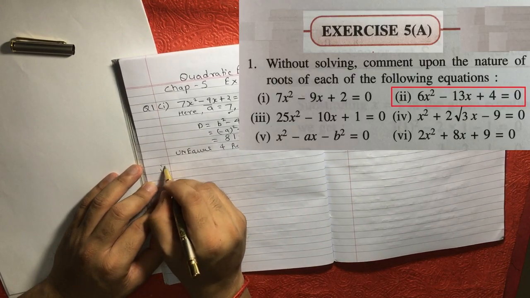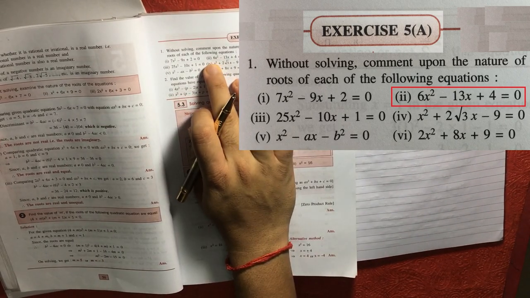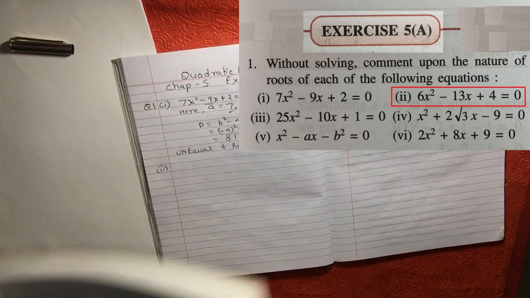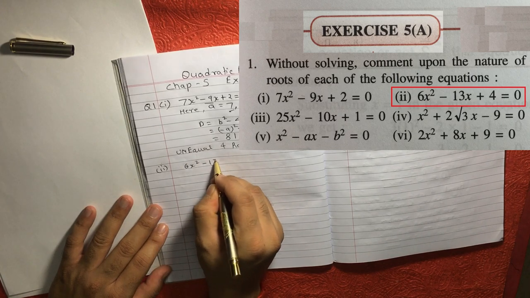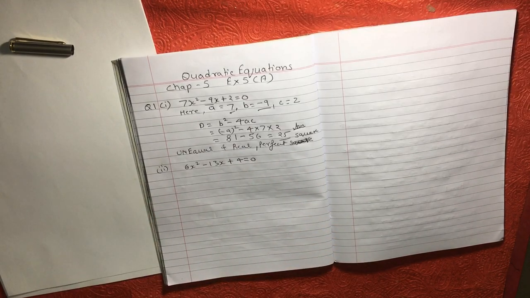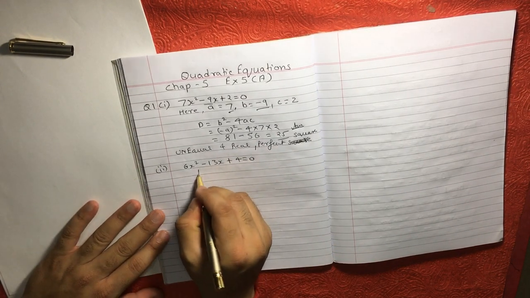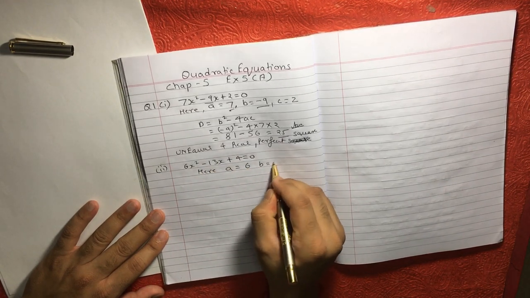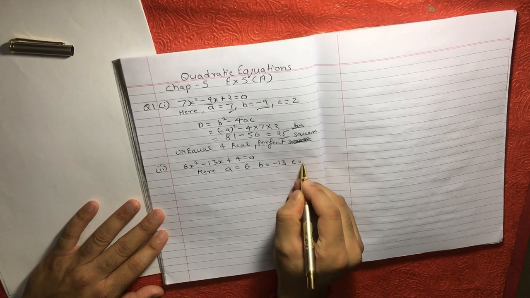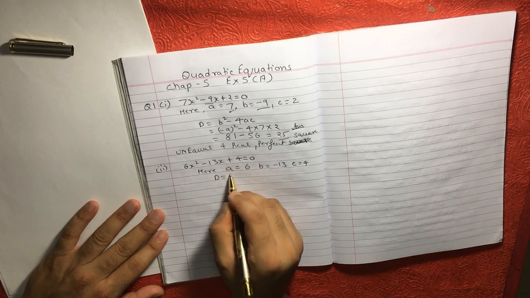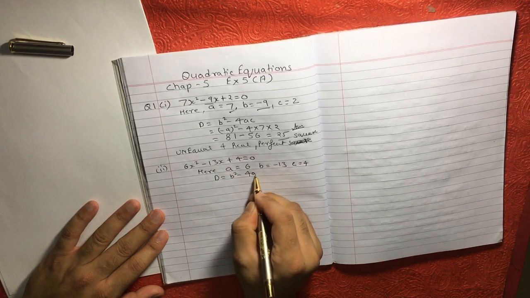Now, the second part of question number one is saying to solve equation 2, which is 6x square minus 13x plus 4. Let me solve it. 6x square minus 13x plus 4 is equal to 0. Let me put all the values first. So here a is equal to 6, b is equal to minus 13, and c is equal to what? 4. Now the formula is D is equal to b square minus 4ac.